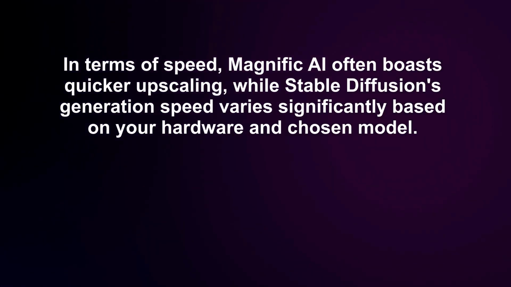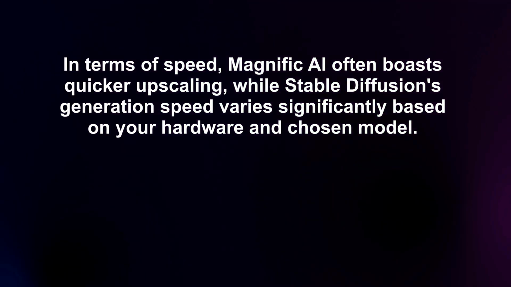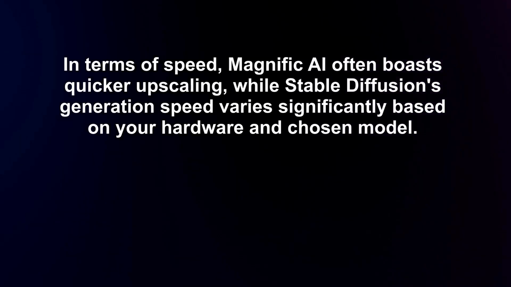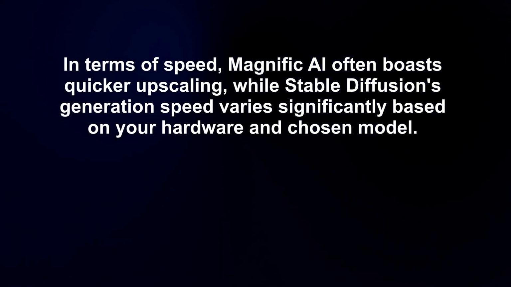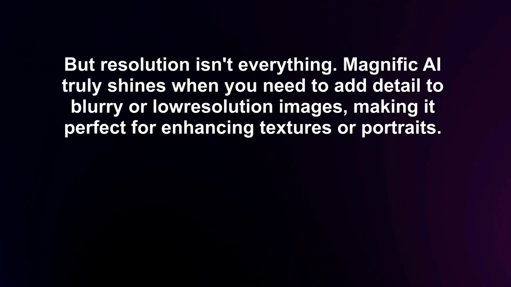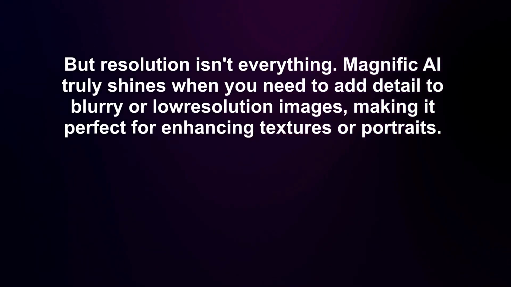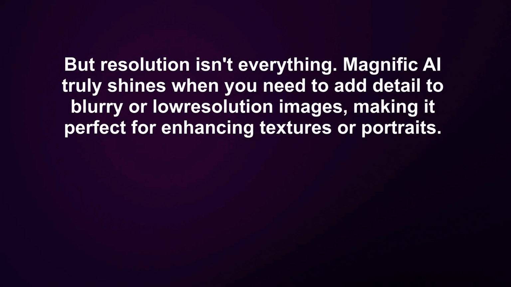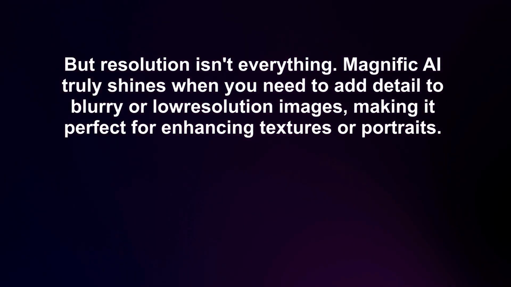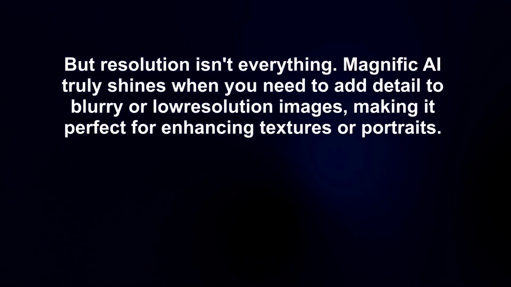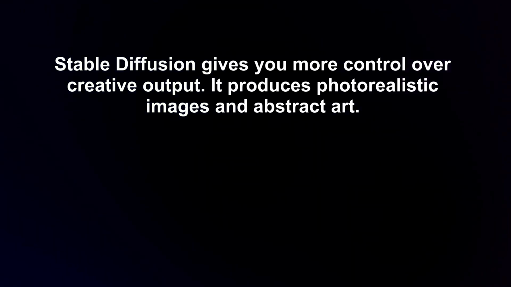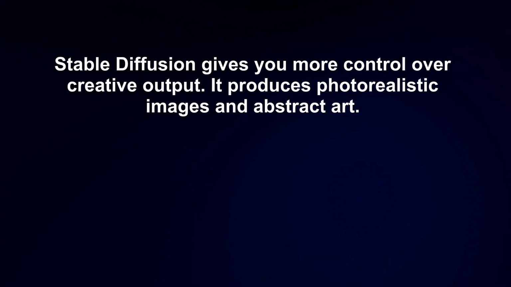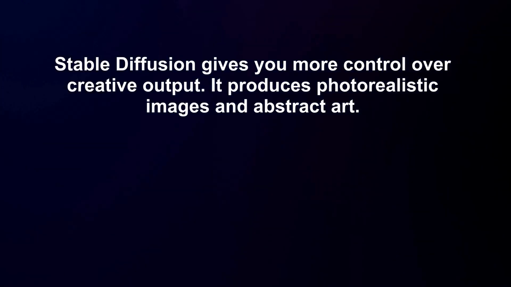In terms of speed, Magnific AI often boasts quicker upscaling, while Stable Diffusion's generation speed varies significantly based on your hardware and chosen model. But resolution isn't everything. Magnific AI truly shines when you need to add detail to blurry or low-resolution images, making it perfect for enhancing textures or portraits. Stable Diffusion gives you more control over creative output. It produces photorealistic images and abstract art.